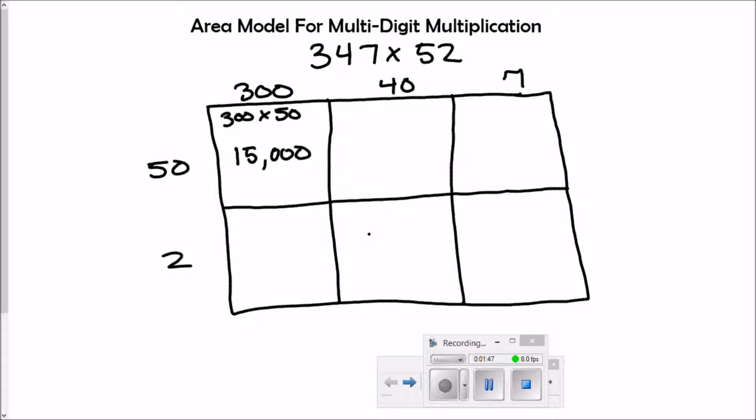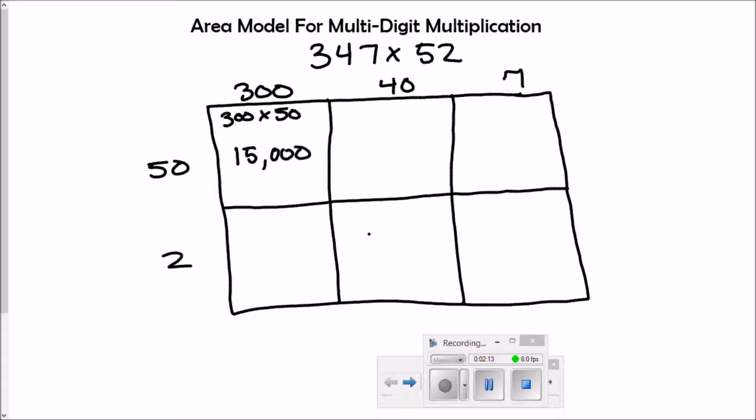And I know it's going to have 3 zeros with it, because if you look at the number of zeros in 300 and the 0 in 50, you get a total of 3 zeros. And I could actually use the standard algorithm to show you how 300 times 50 does equal 15,000. And if you want to try it off to the side on your piece of paper, you can actually work it out.